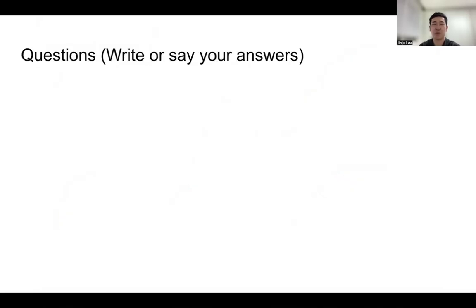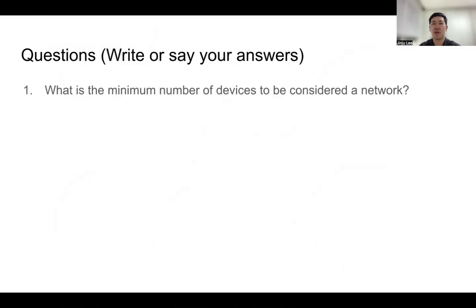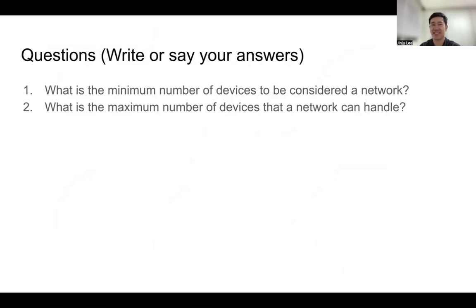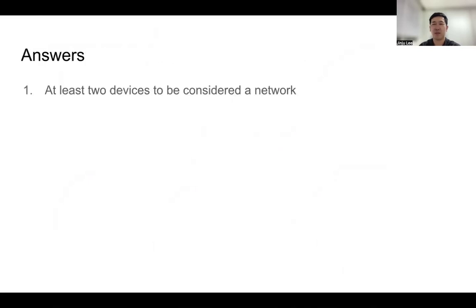Now, some questions for you. Number one, what is the minimum number of devices needed to be considered a network? Number two, what is the maximum number of devices that a network can handle? Go ahead, write down your answers. So, we need at minimum two devices to be considered a network. If you're like me and you have an iPhone, there's a feature on the iPhone where if you put it physically next to some other iPhone, you can send pictures or videos or other information directly. When you do that, you've effectively created a little mini network.